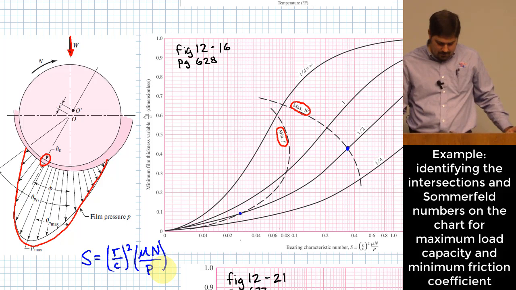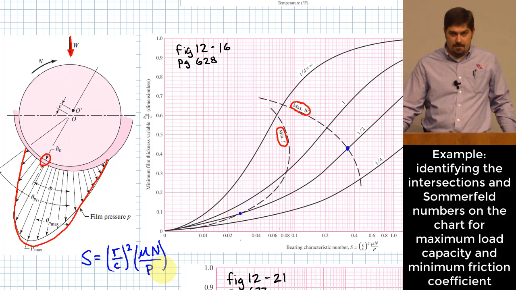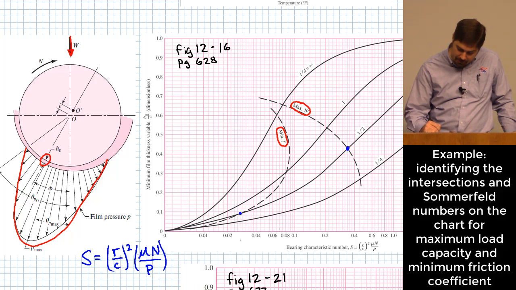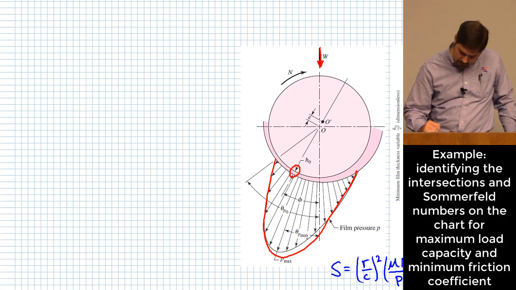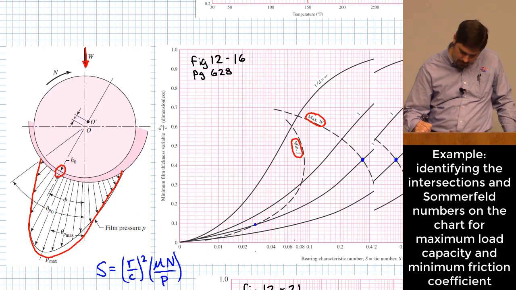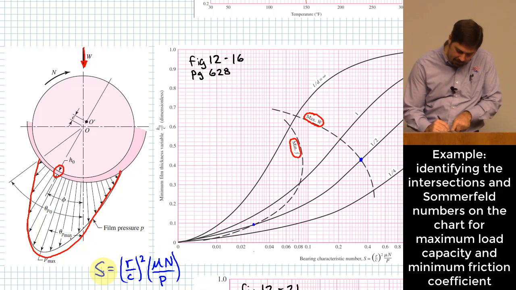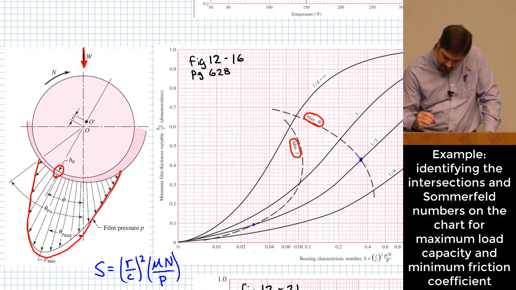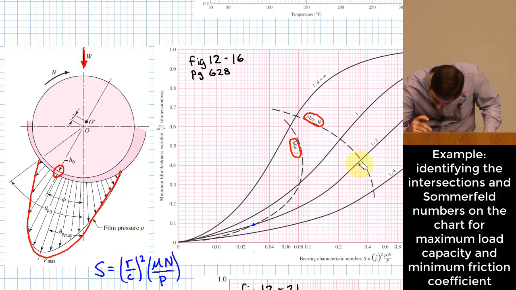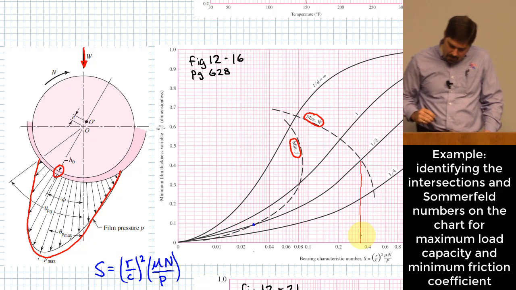Which of those things do we know? We know all of them, because we also know how much load this bearing needs to carry. You might remember that from up here. We're holding 600 pounds of load is what we need to design this for. So we can figure out all of these variables except one, and that is C, the radial clearance. So my suggestion is that we look at these two design points. I have this one right here, and it intersects right at about this location. And then I have another one over here that intersects right at about this location.